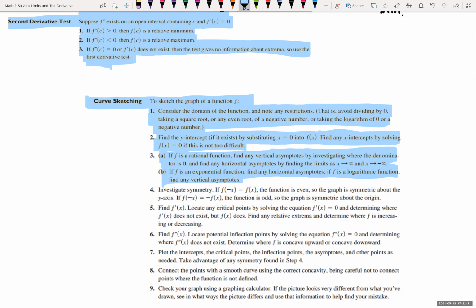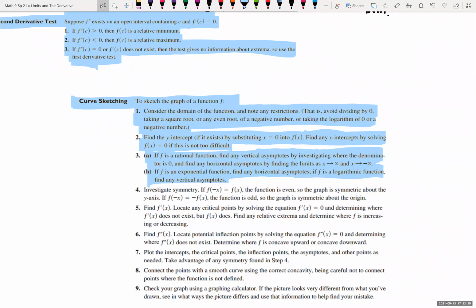If you know about symmetry, it can be helpful to know that a graph is symmetrical across an x or y axis, and that just tells us that if we have a point, then we know what another point is. So we can look at symmetry if we want to. F of negative x equals f of x: this is an even function, which means it's symmetrical across the y-axis. If f of negative x equals negative f of x, that's an odd function, symmetrical with the origin.